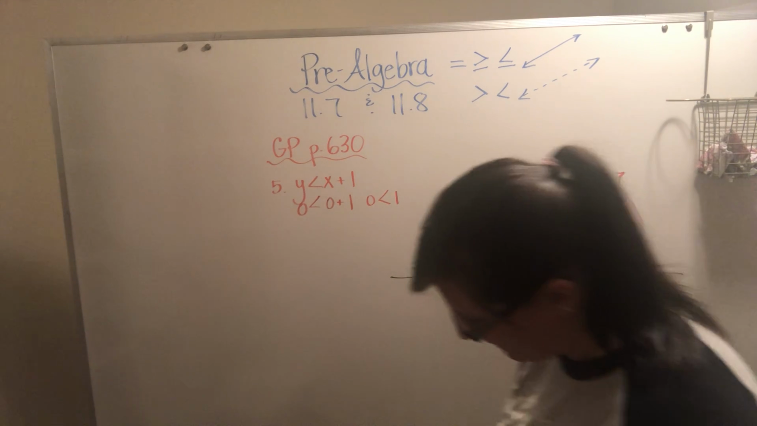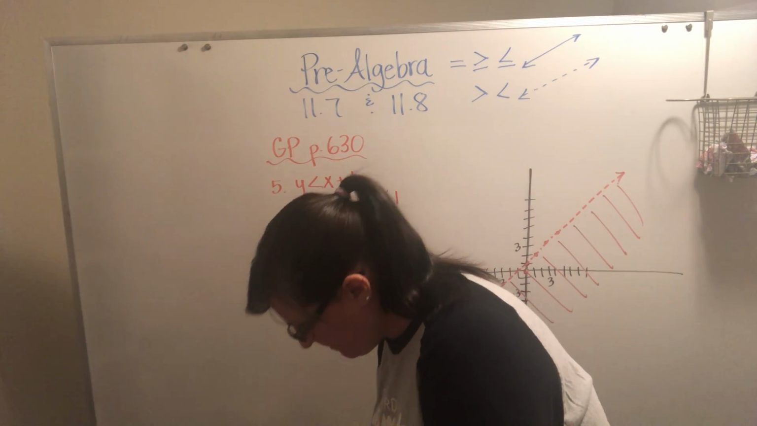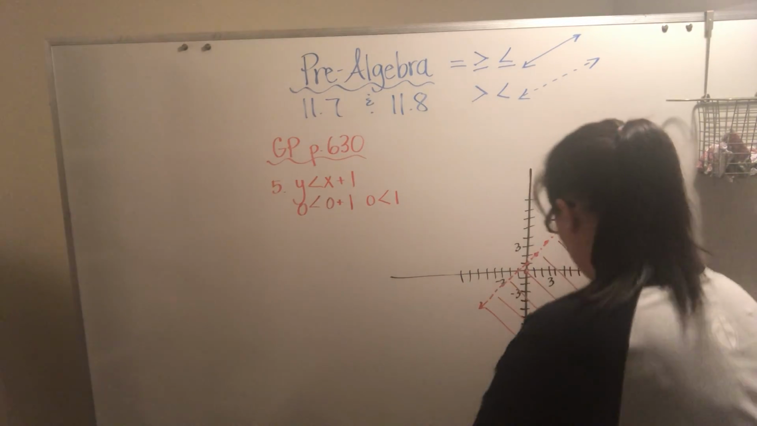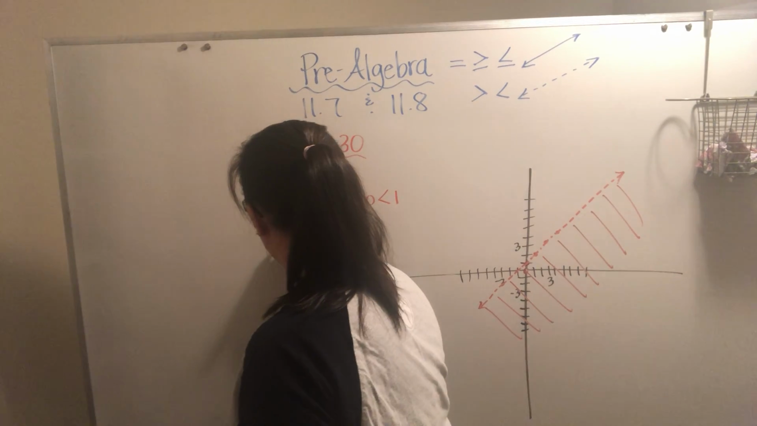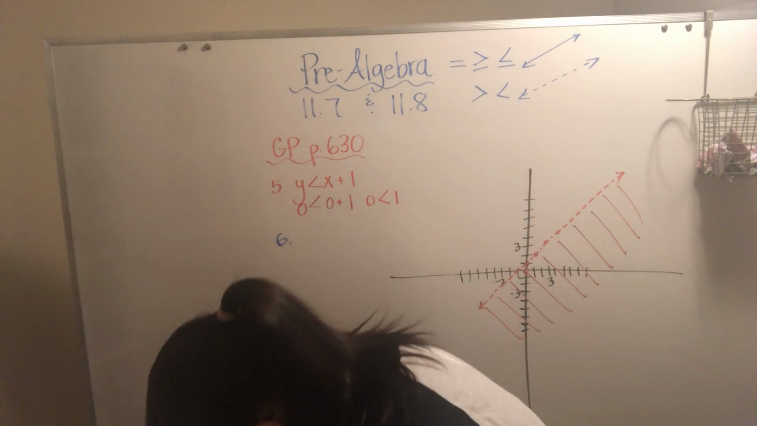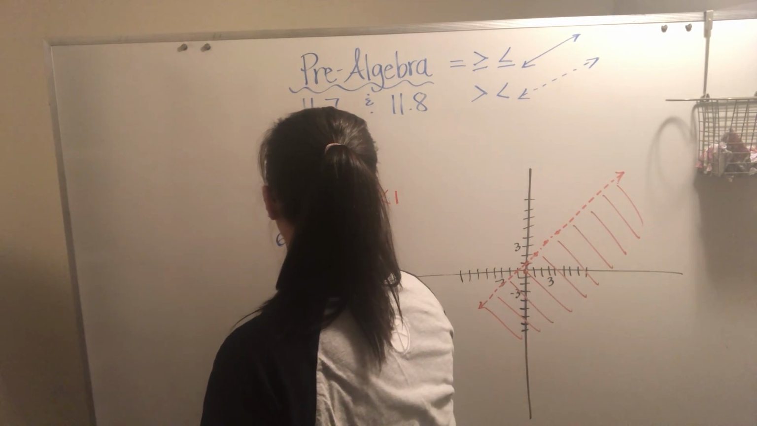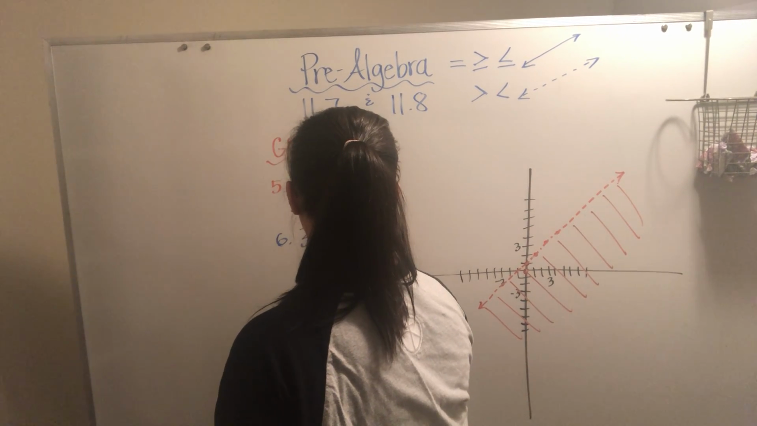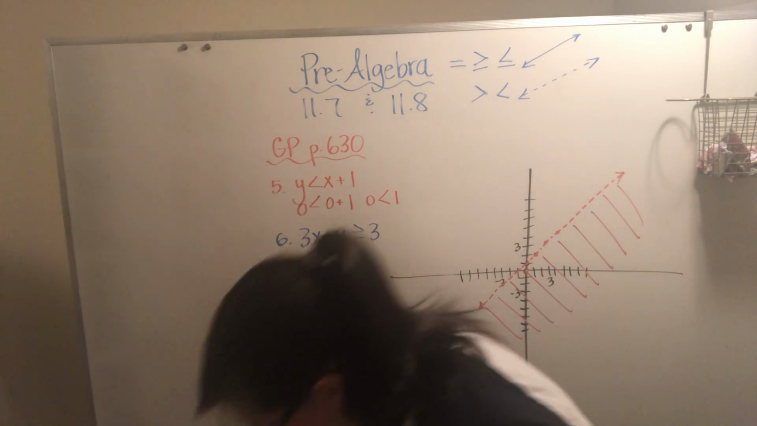So that's number 5. I'm going to see if I don't make too much of a mess. I can do another one. And we'll do this one in blue. Now, sometimes this gets a little messy, but I'm trying to save time here. 3x plus y is greater than or equal to 3. Yep, I wrote that right.